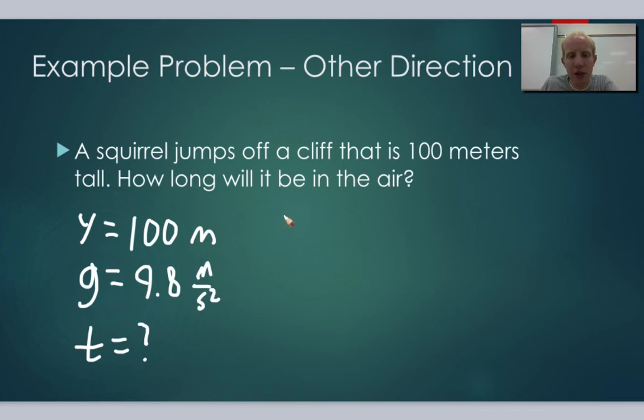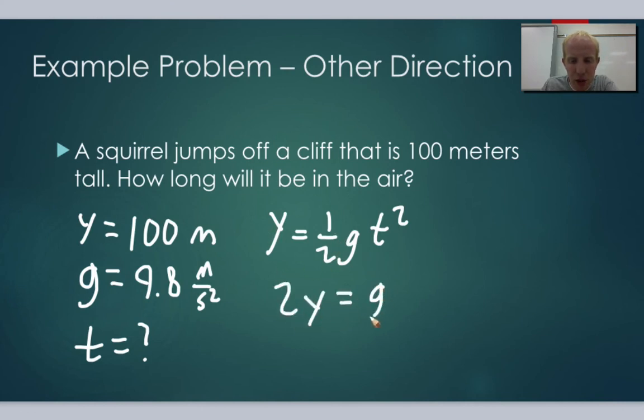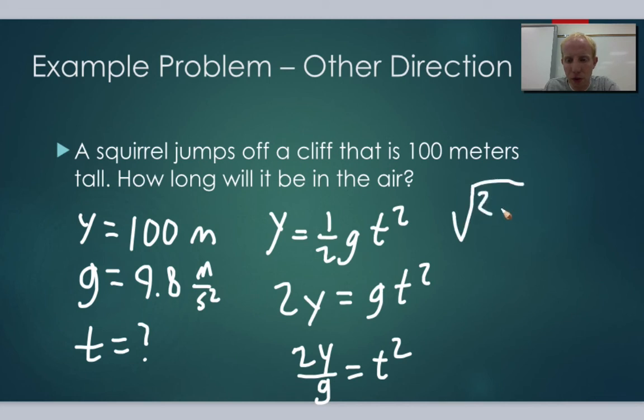Okay? We can still use the same equation, 1/2 gt squared, but we have to solve for time before we plug everything in. Okay? So let's see, we can bring that 2 over here, times by 2 to bring this over here. So 2y equals gt squared. Okay? Then we can divide by that g to get the t squared by itself. So 2y over g equals t squared. And then the last step is to square root both sides to get the t by itself. So we get the square root of 2y over g equals t. And there you go. That solves for the time by itself.